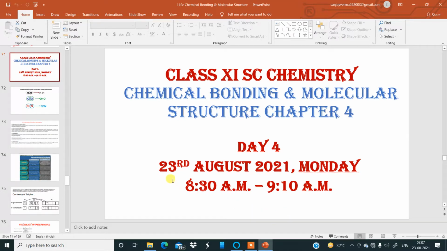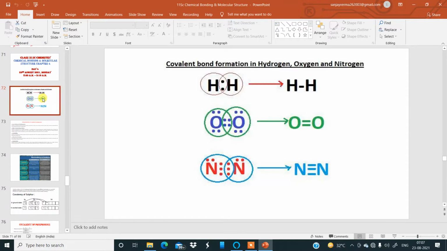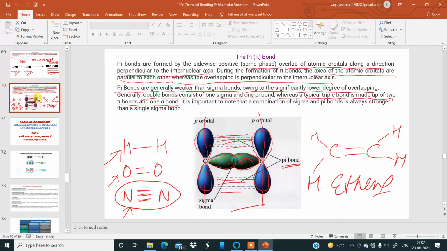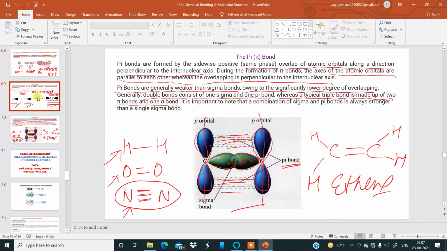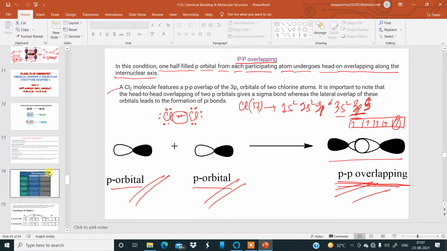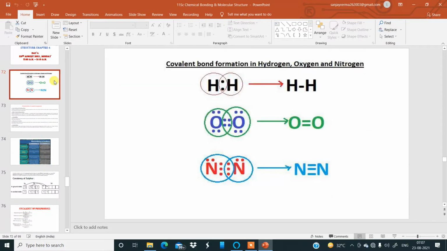Let us continue with the chapter chemical bonding and molecular structure. In my previous classes, I had talked about the pi bond, sigma bond, and the overlapping of the orbitals: pp orbitals, sp orbitals, ss orbitals. Today I would like to discuss with you the covalent bond formation in hydrogen, oxygen, and nitrogen molecules.